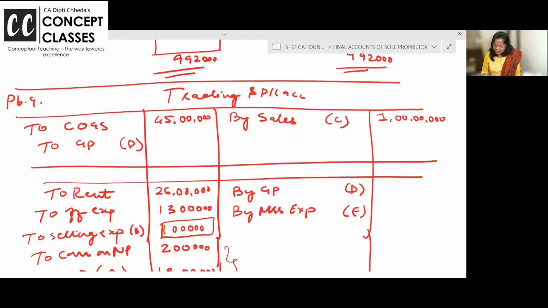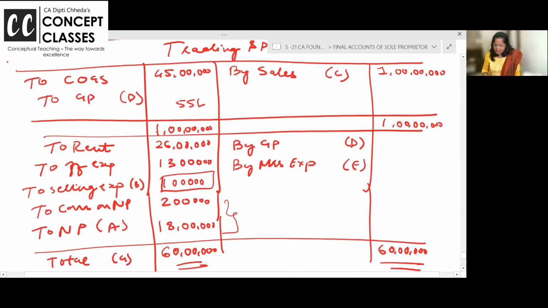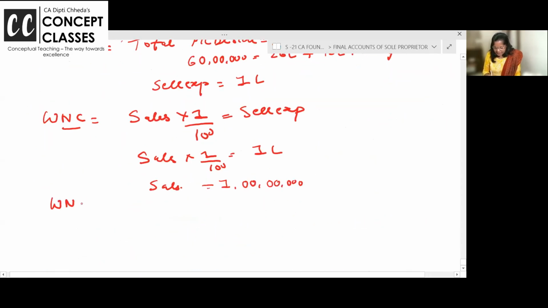Now can we get the GP as the balancing figure? अब तो clear है सबको? 55 lakhs GP लिख दो वो भी. वर्किंग नोट नंबर क्या चल रहा है? D. Anyone in the class is confused? A, B, C, D है. Only that total I wrote. Working note D.